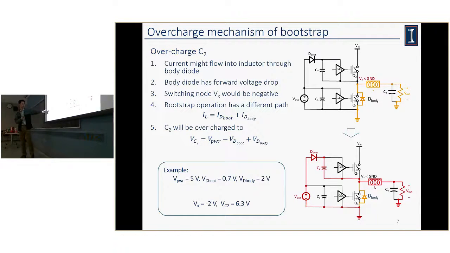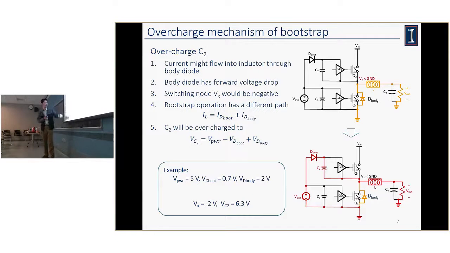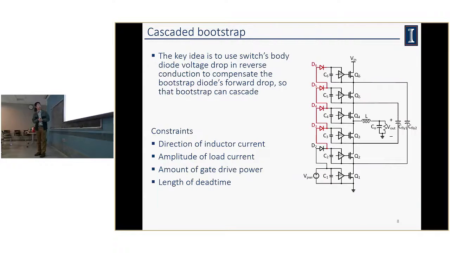If we do a simple math, assuming this charge transfer is complete, the high side power supply capacitor, C2, can be charged to 6.3 volts, assuming the low side voltage is 5 volts. So this is an overcharging mechanism that happens during the dead time. So we see some hope. We might be able to use this special overcharging mechanism to charge the capacitor to higher and higher voltage.